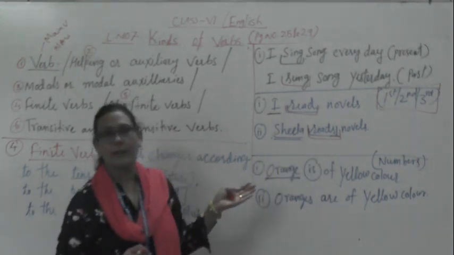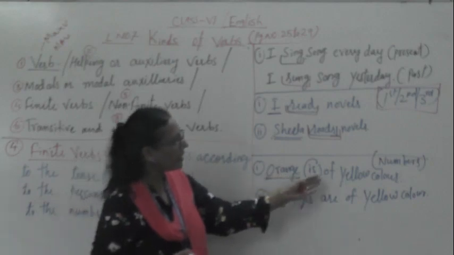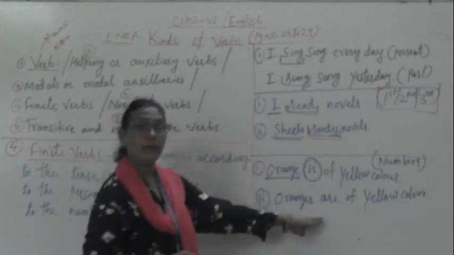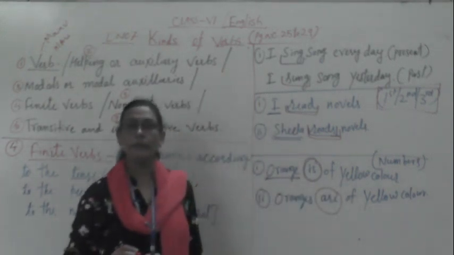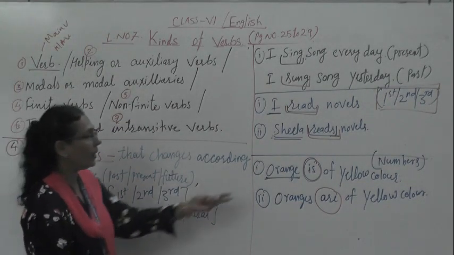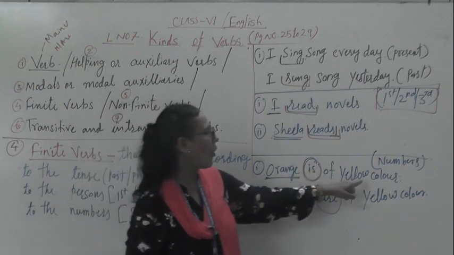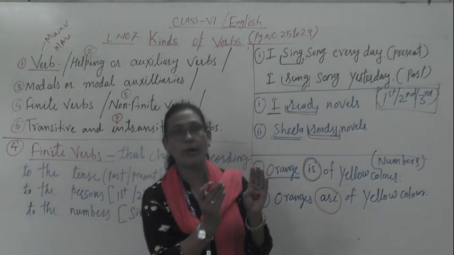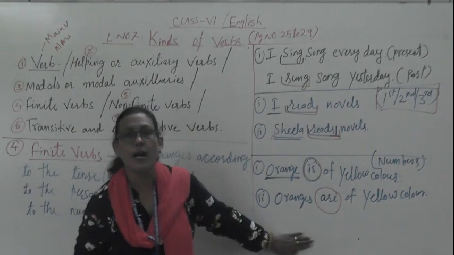Okay, now we will see numbers. Numbers, that is singular number and plural number. Orange is of yellow color. Which is the verb in this? Is is a verb here. Oranges are of yellow color. Which is the verb here? Are is a verb here. So, orange, singular, one orange. Which verb have we written? Is. The same, if the oranges are plural, more than one, we are writing are. So, oranges are of yellow color.